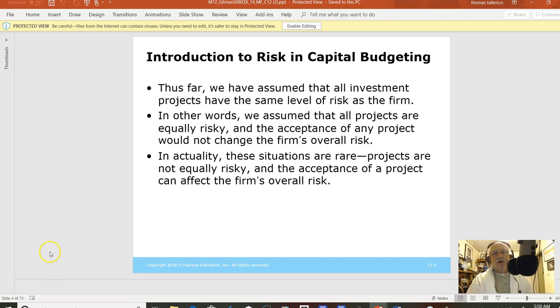So basically, when you talked in 330 or another class about projects that people were doing, you assumed every project had the same level of risk. And that's not true, right? Everything we do in life has different levels of risk, and risk is not constant for everything. So the important words here are we assumed all the projects were equally risky, and the acceptance of one project wouldn't change the overall firm's risk. And that's not true. Every project has its own different amount and version of risk.